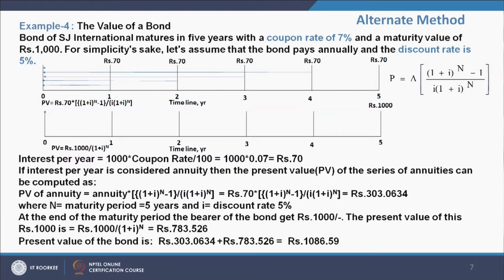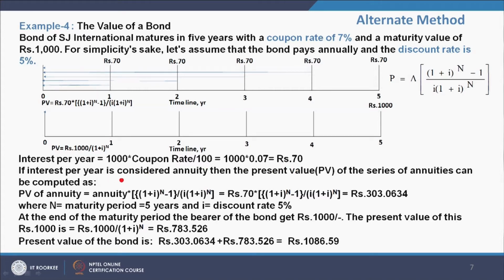Now, here we are using a formula to get these values. At the end of every year we will be getting rupees 70, rupees 70, rupees 70, rupees 70 and rupees 70 up to the 5th year, and at the end of the 5th year rupees 1000. So, interest per year is 1000 into coupon rate divided by 100, which is equal to 70 rupees.